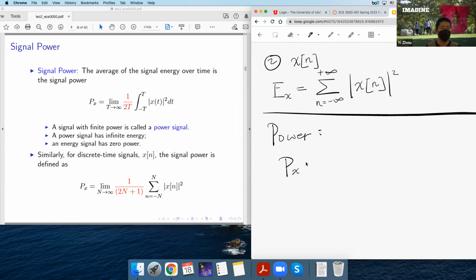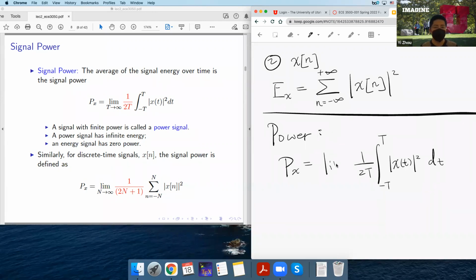So the power of a continuous time signal is defined as, first of all, I'm looking at something similar to the definition of energy. I'm looking at the energy of this signal accumulated over an interval from negative T to capital T. And then I'm going to divide it by 2T, which is the length of this interval. So I'm actually looking at the average energy. So I'm distributing this energy collected from this interval by the length.